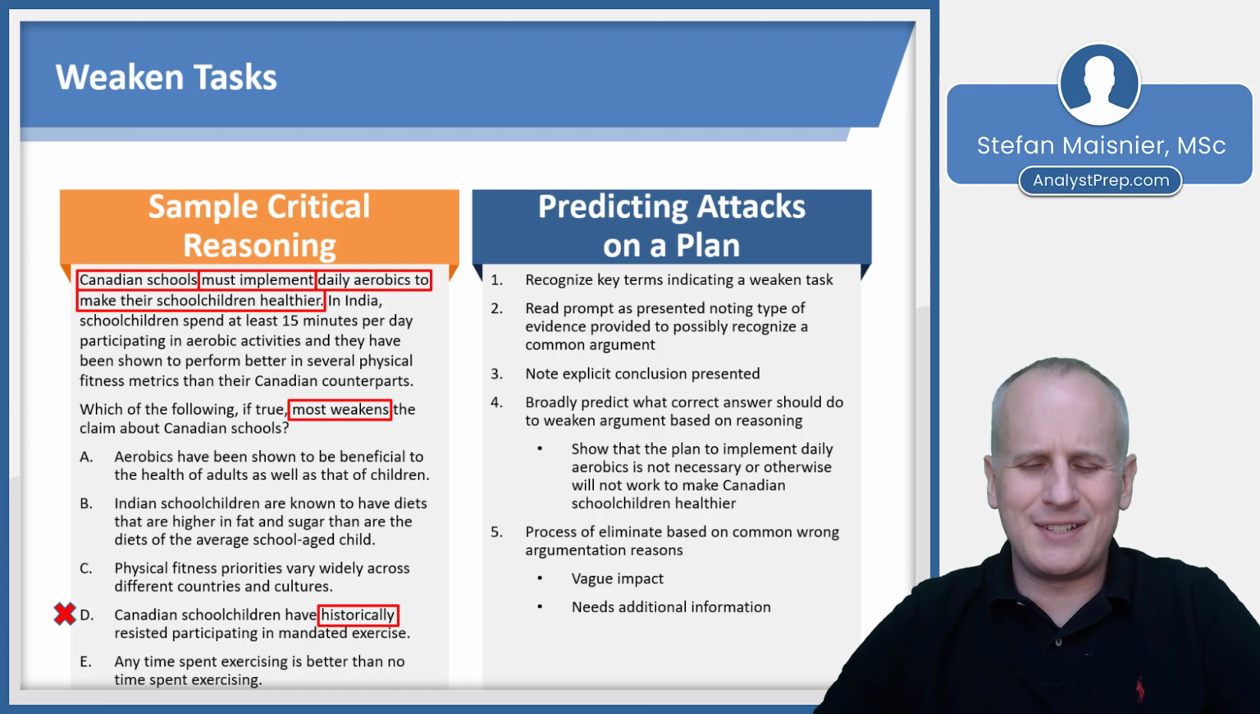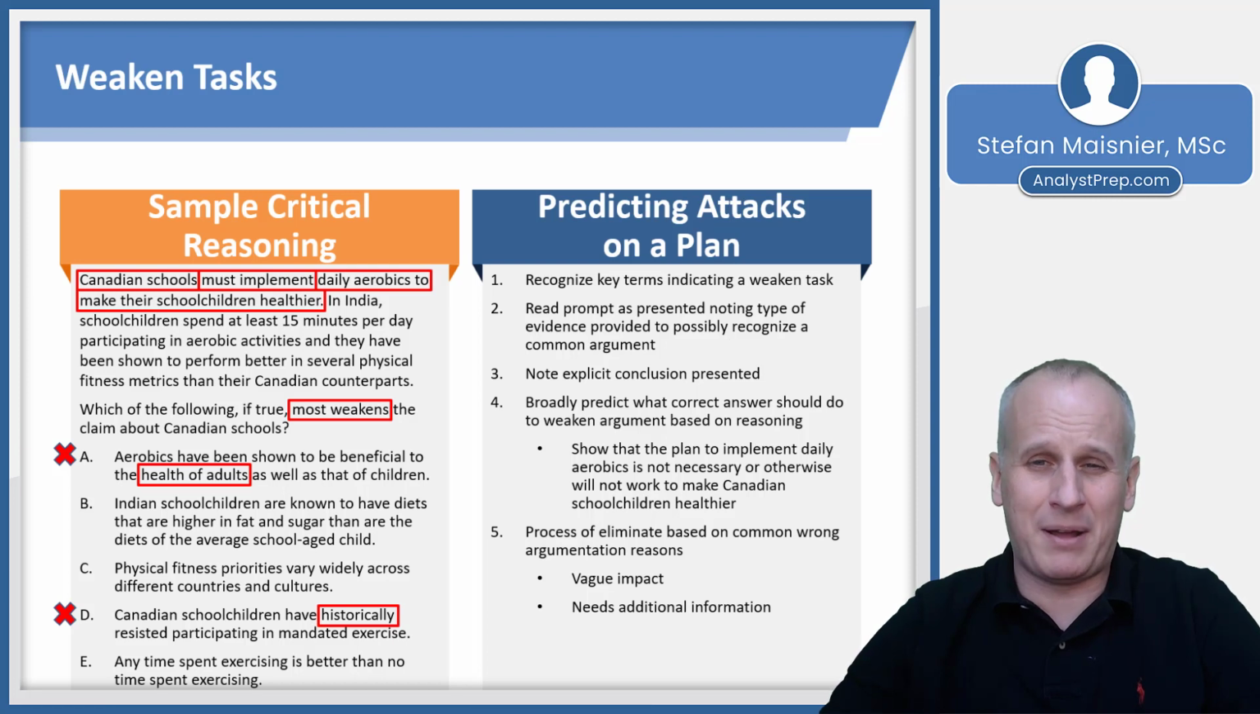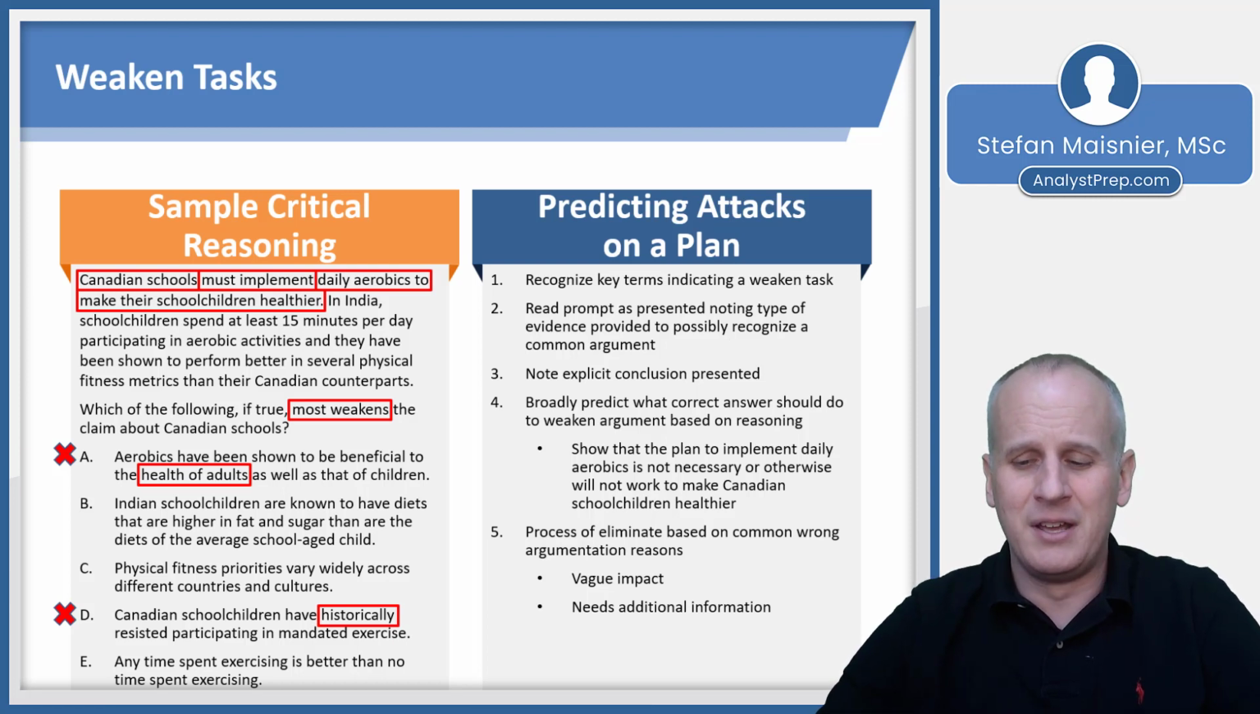You also have answer choices that require additional information. So if we start talking about the health of adults, I want to know how that relates to children, because unless it's explicitly stated in the prompt, I can't make any sort of assumption about how it relates to the conclusion. So we can eliminate choice A for that reason. Then we want to make sure we eliminate things that actually would strengthen the argument as opposed to weaken it.